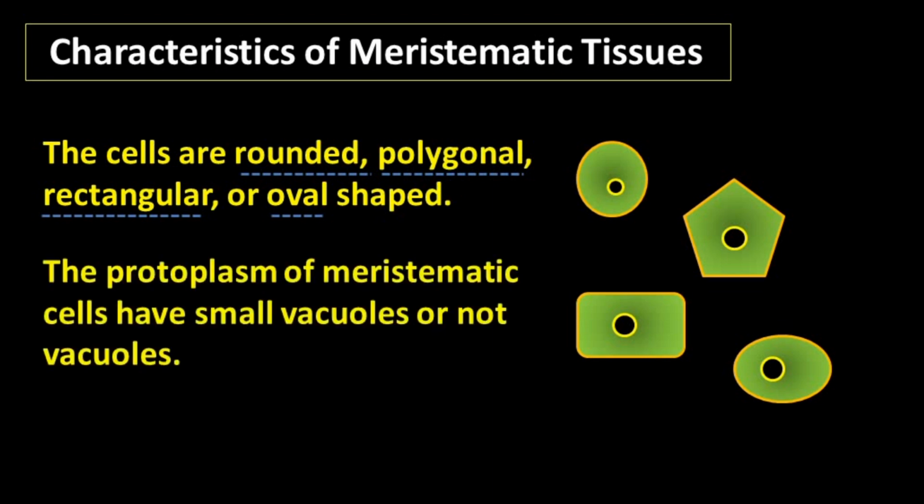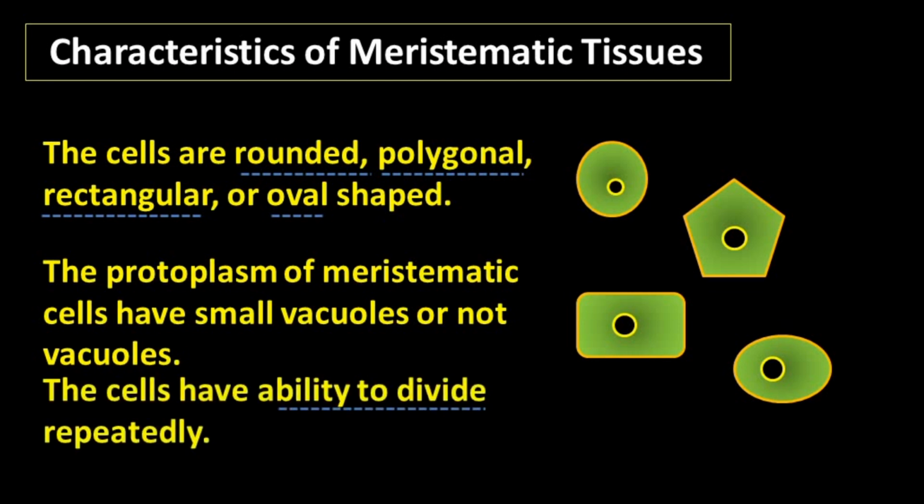The protoplasm of meristematic cells have small vacuoles or vacuoles may not be present. If vacuoles are present, they are small in size. The cells have ability to divide. Meristematic tissues are living, so they can divide into new cells. This characteristic is known as the ability to divide. So these meristematic tissues have ability to divide and form new cells.